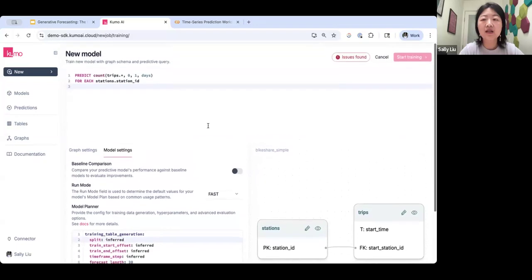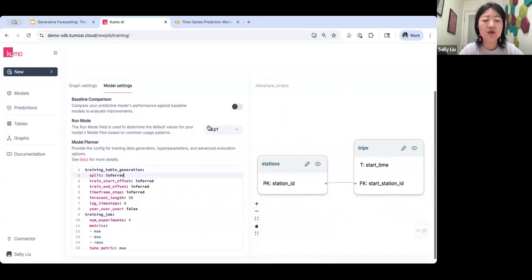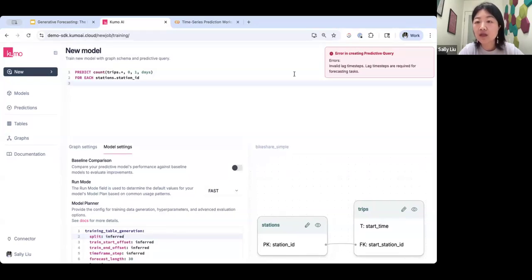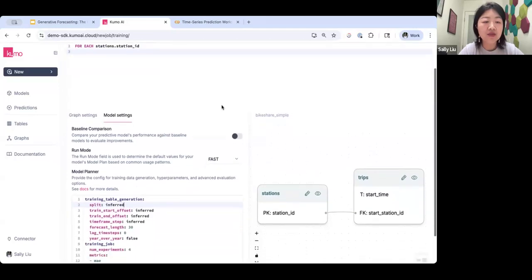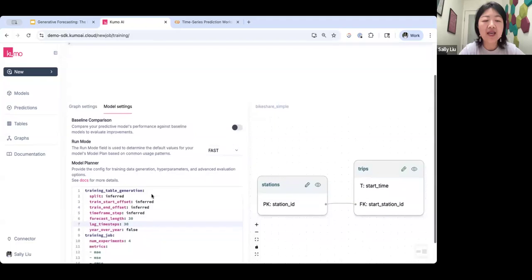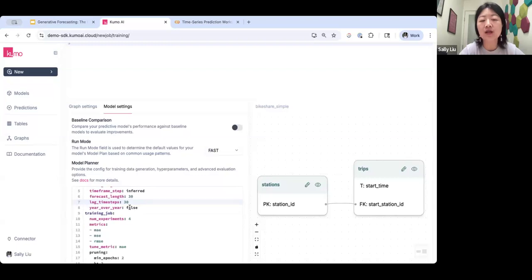Okay, let's see what question. Timeline. Okay, select timestamps. Oh, I see here. So I do see there are some questions about whether you can predict year over year. So here you can actually specify true here. So the model will learn to predict the data that it has not seen.